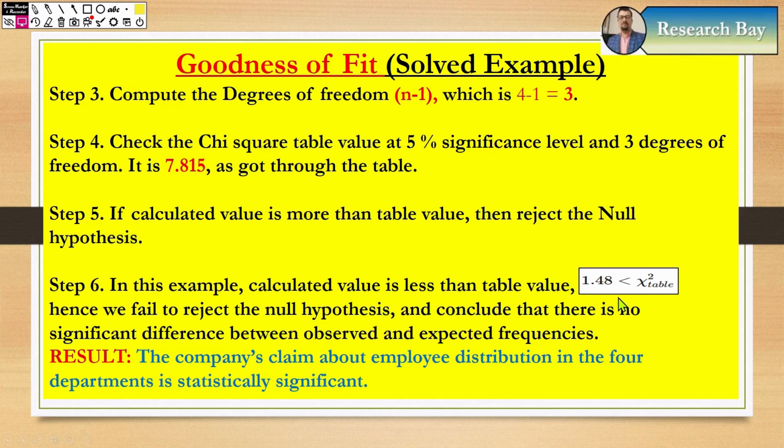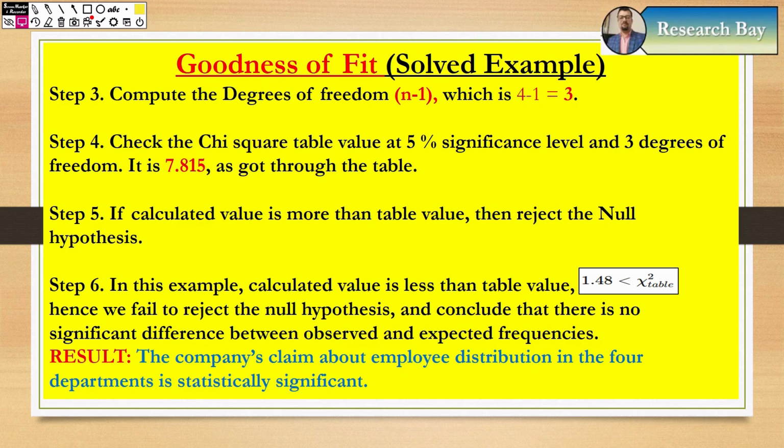So in this case, we fail to reject the null hypothesis and conclude that there is no significant difference between observed and expected frequencies. And the result comes out to be that the company's claim about employee distribution in the 4 departments is statistically significant, right? The observed frequencies match well with the expected frequencies. So that is how you do chi-square goodness of fit test.